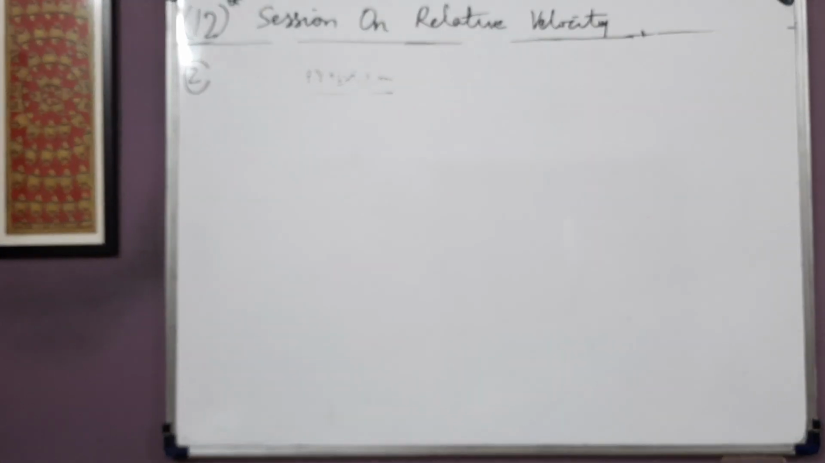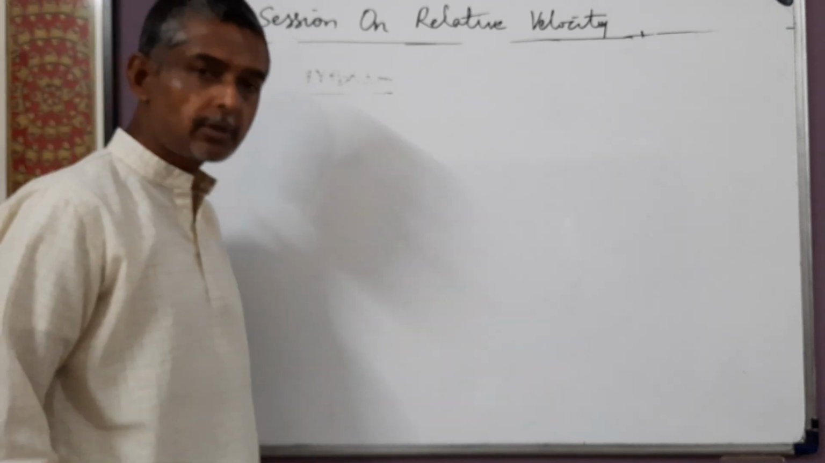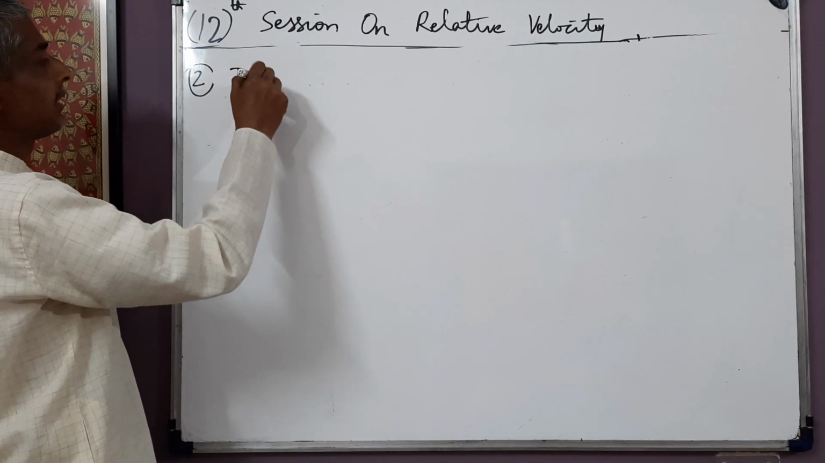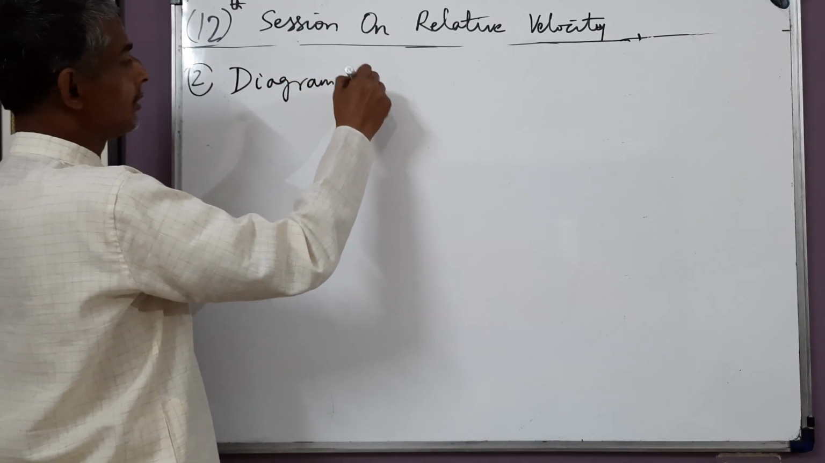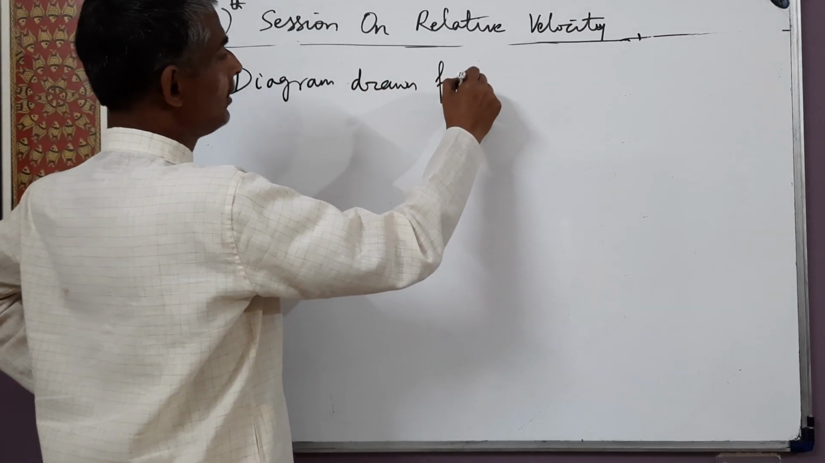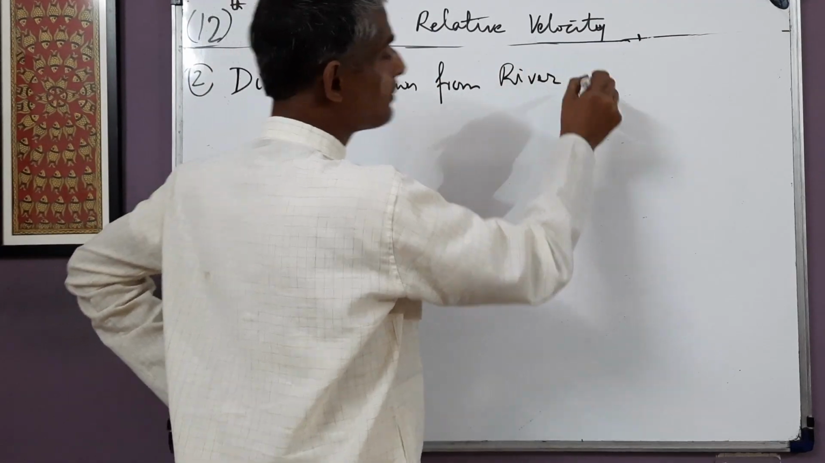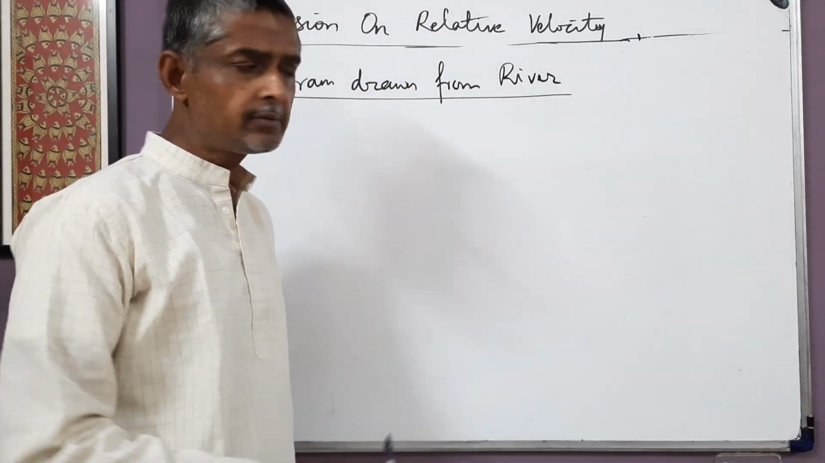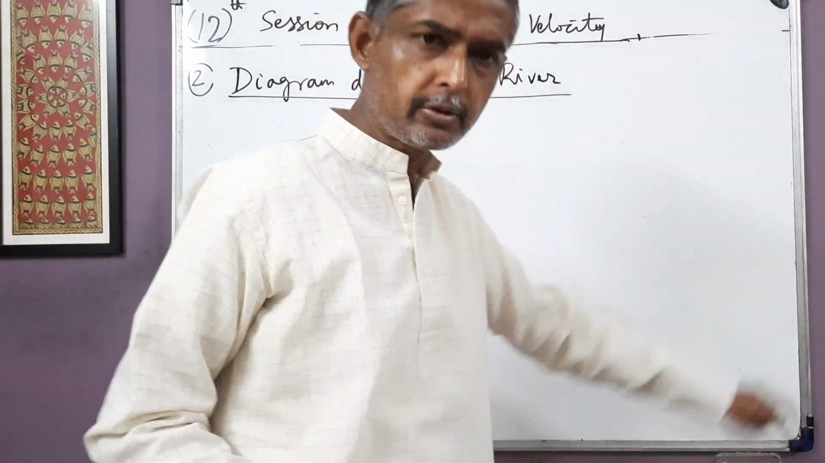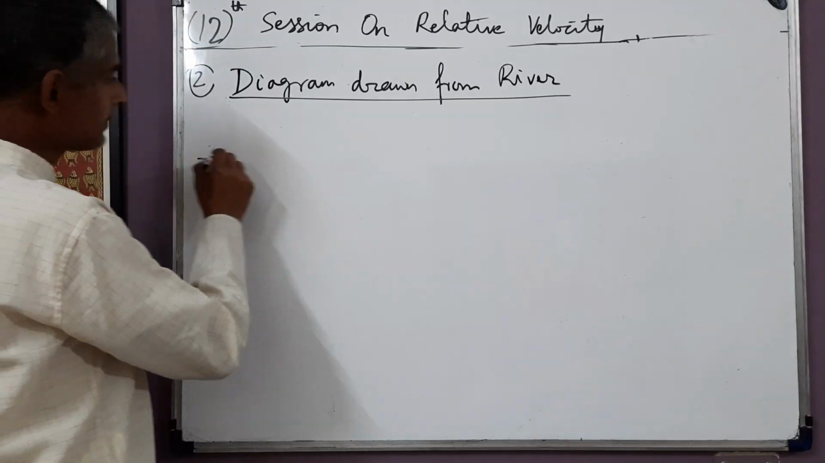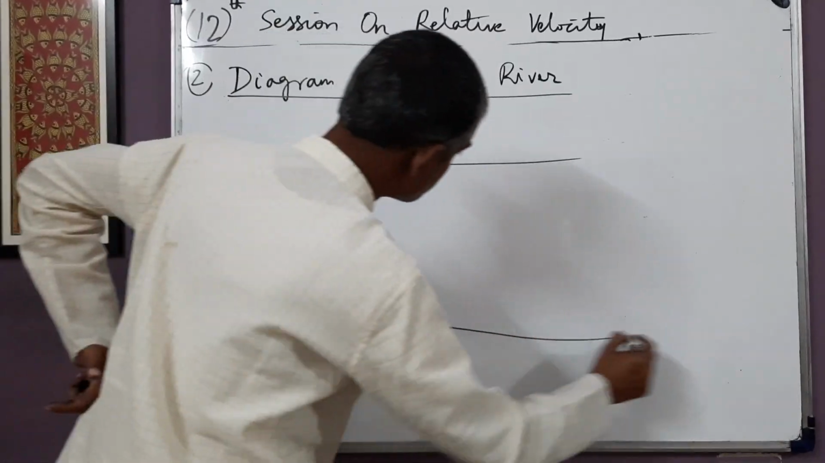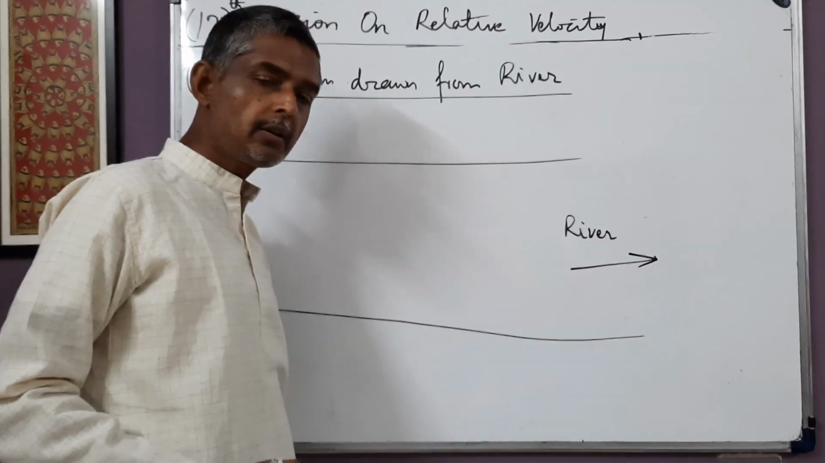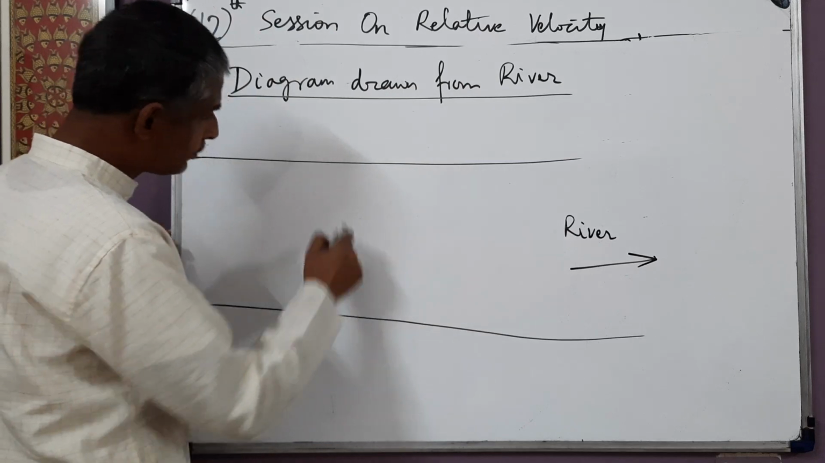We discuss the same problem, but this time we will draw the diagram not from ground but from river. In this case also we will get the same displacement as we obtained by drawing the diagram from ground. So this is the top view. This arrow indicates the flow of river with respect to ground. This is the south bank, this is the north bank.